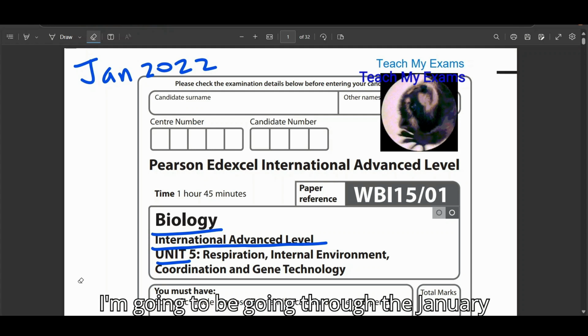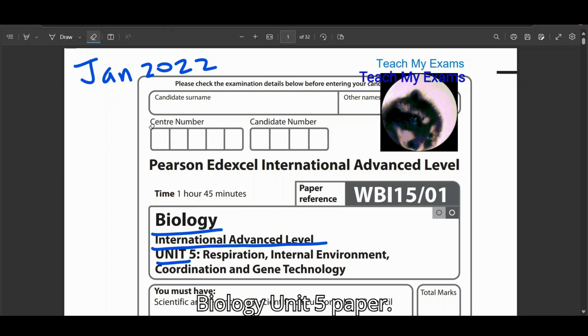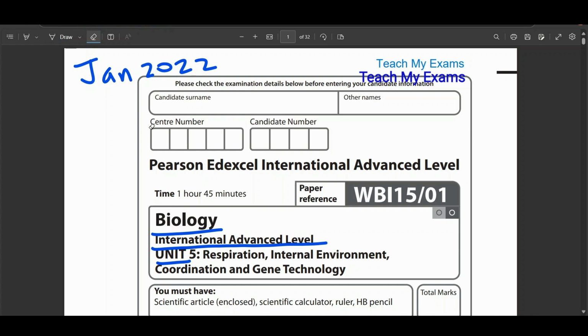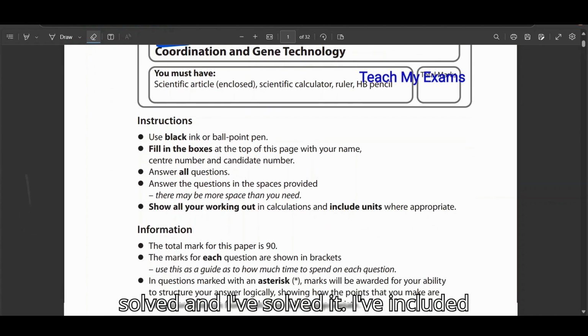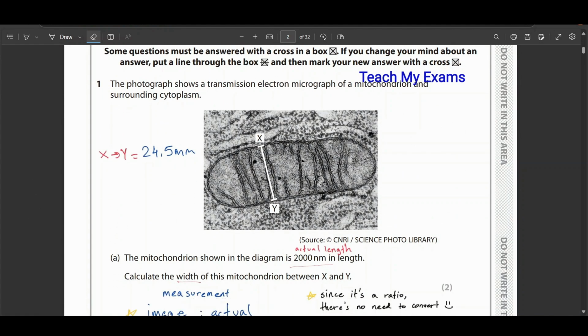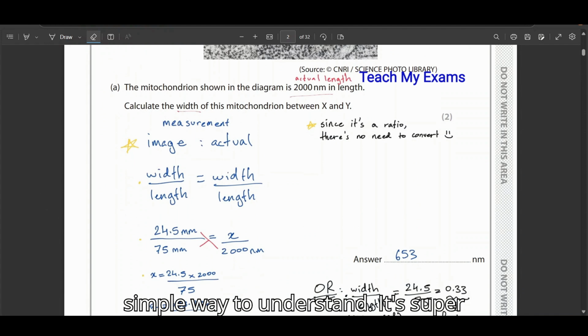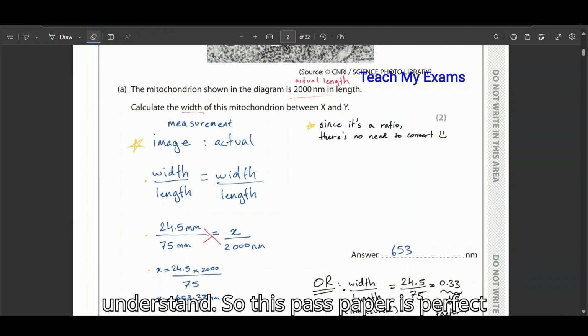Today I'm going to be going through the January 2022 Edexcel Biology Unit 5 paper. This is a past paper that I have solved, and I've included beautiful, complete answers. I've included some notes on the sides, and I've just written things out in a very easy and simple way to understand. It's super quick, super easy, and not boring to read and understand.